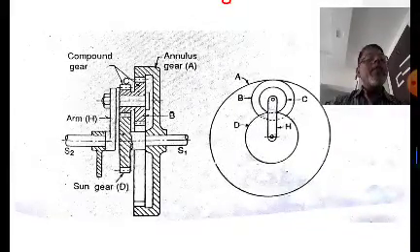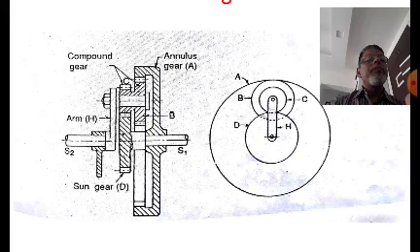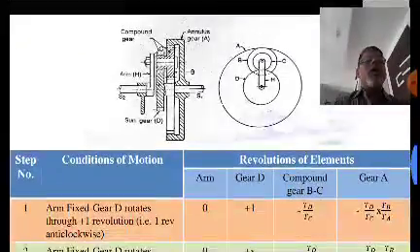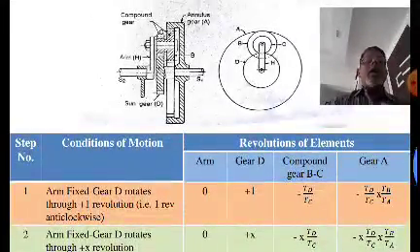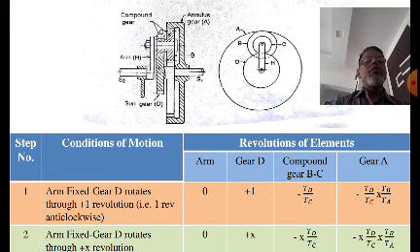Now, how many elements are there? The gear A, compound gear B and C, the gear D, and the arm H. Now see how to prepare this table. Again, step number, condition of motion and the revolution of elements.